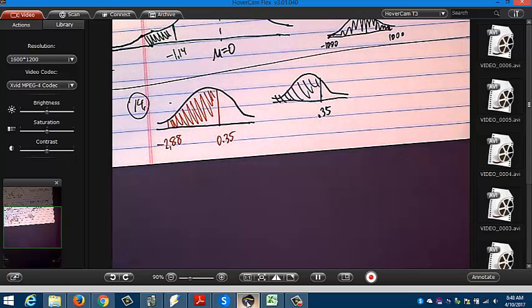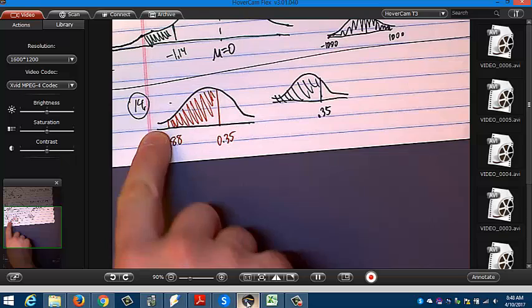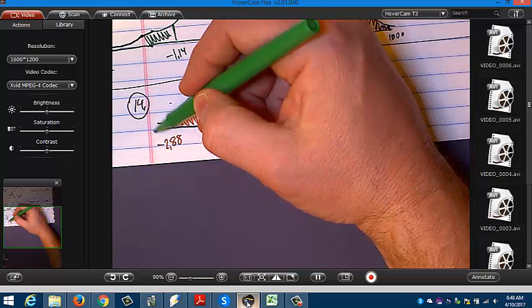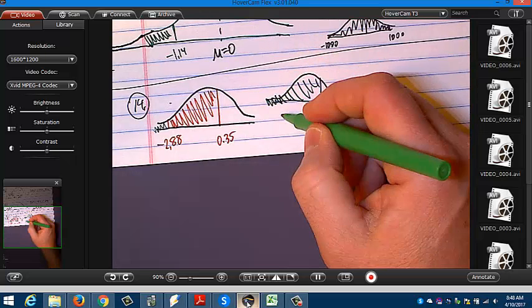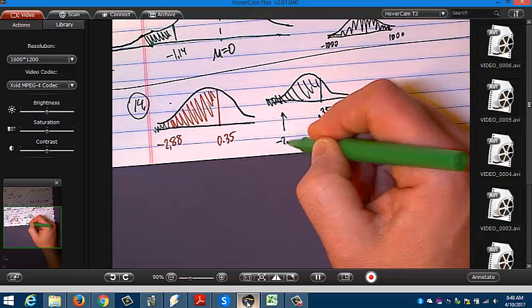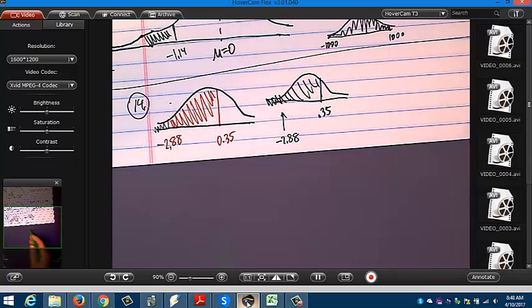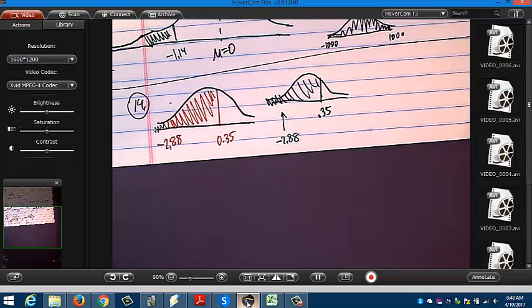But then we wanted to subtract this green area right here, right? So the second step was find the area to the left of negative 2.88. And then I subtracted off that green area, and I was left with the area I wanted. Does that make sense? I think the calculator is easier, the way it's set up. But it's good for you to see both, I think.